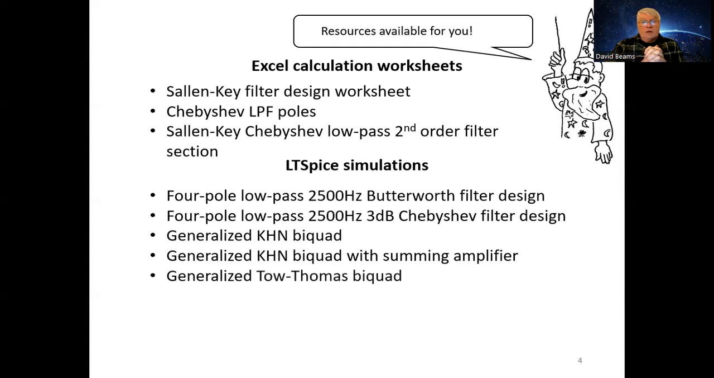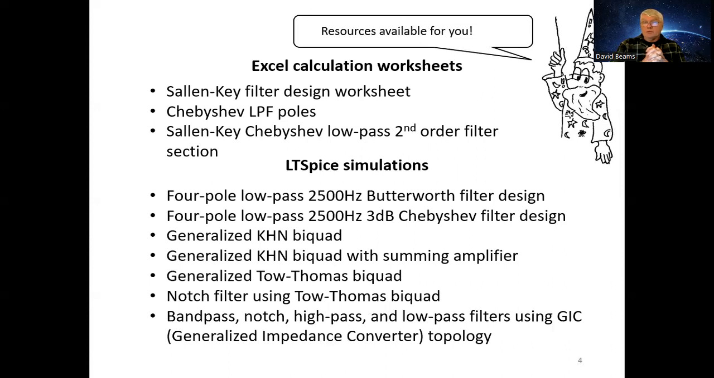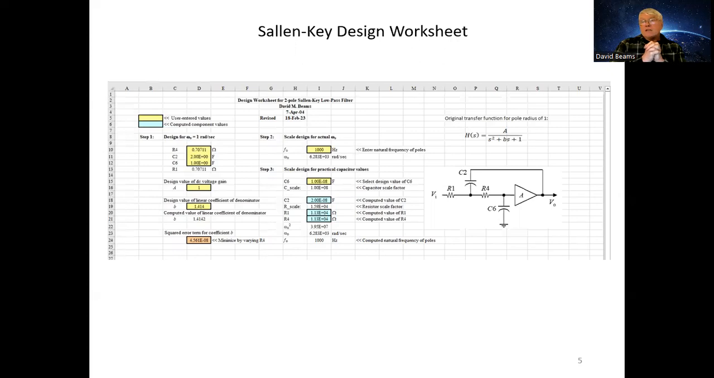Okay, there's also a generalized Tau-Thomas biquad and a specific example of the Tau-Thomas biquad configured as a notch filter. There are also band pass, notch, high pass, and low pass filters using generalized impedance converter topologies. And there is a Sallen-Key bandpass filter design example. Okay, the Sallen-Key design worksheet is an Excel spreadsheet. It has 3 tabs, one for low pass design, one for high pass, and one for band pass. This is the low pass design.